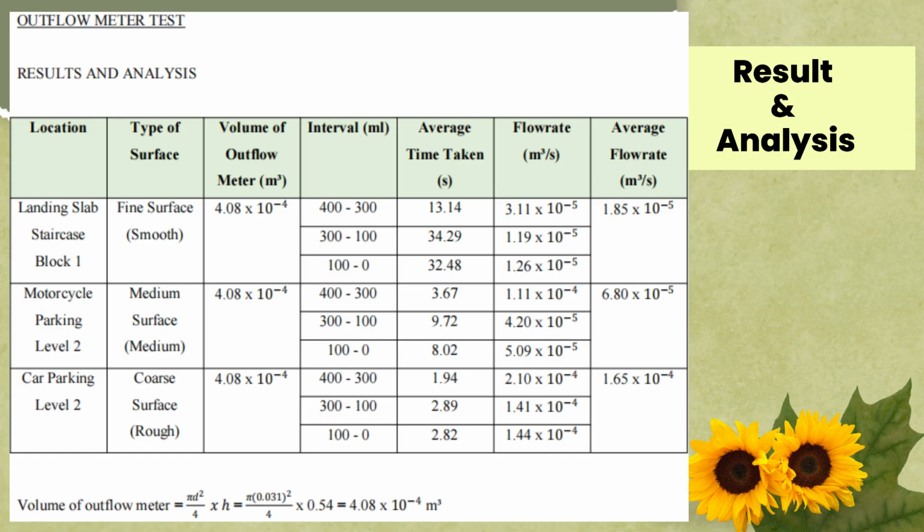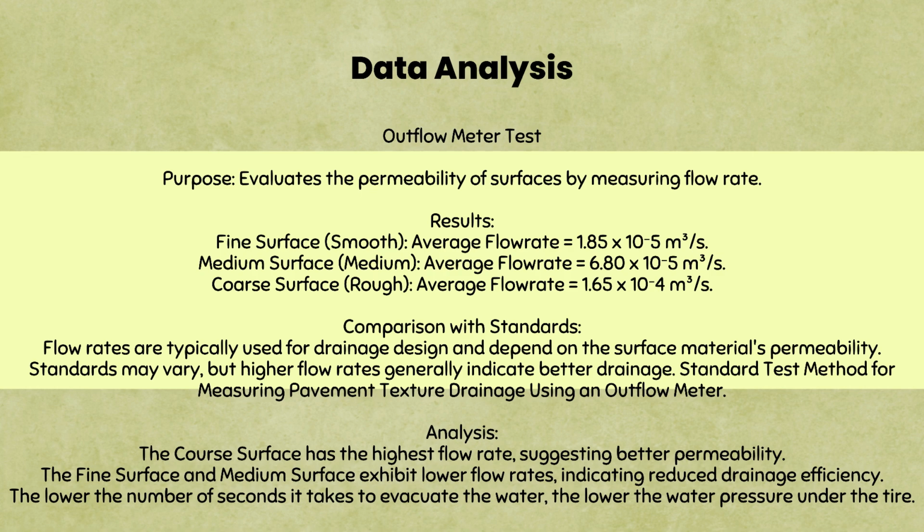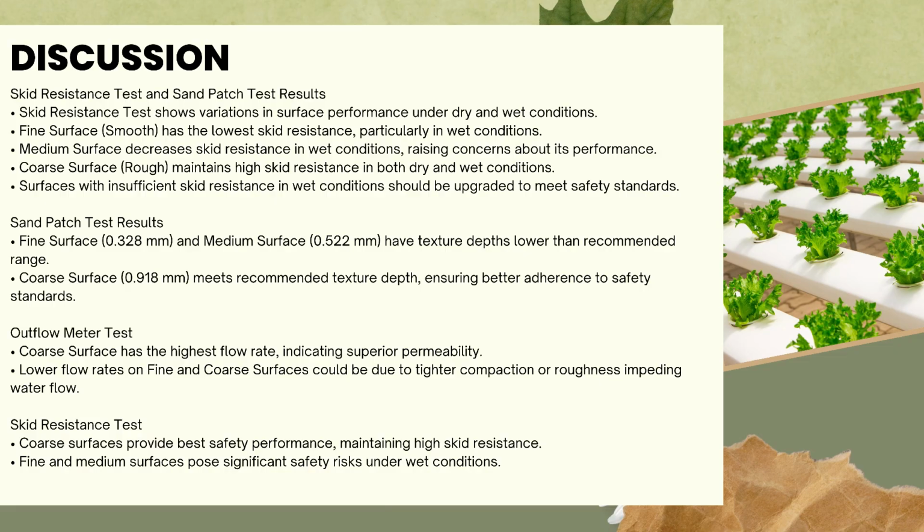Last one, the outflow meter test evaluates permeability through water flow rate. The fine surface had the lowest rate at 1.85 times 10 to the power of negative 5 meter cube per second, the medium surface at 6.8 times 10 to the power of negative 5 meter cube per second, and the coarse surface had the highest at 1.65 times 10 to the power of negative 4 meter cube per second. The results highlight the coarse surface as most effective for drainage, while the fine and medium surfaces show reduced efficiency.